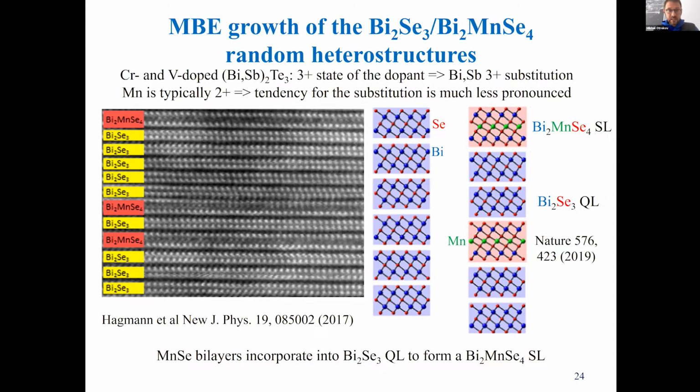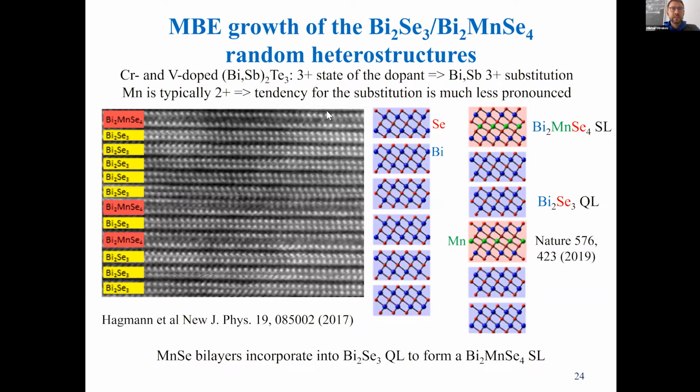So in this experiment, the initial intention was to grow randomly manganese doped bismuth selenide. But what Hagmann and co-workers discovered by doing TEM, transmission electron microscopy, is that there are blocks that are thicker than quintuples. Namely, they were found to be manganese bismuth selenide septuple layer blocks. The structural sketch is here. I borrowed it from the Nature paper, which I will cover in the following slides.